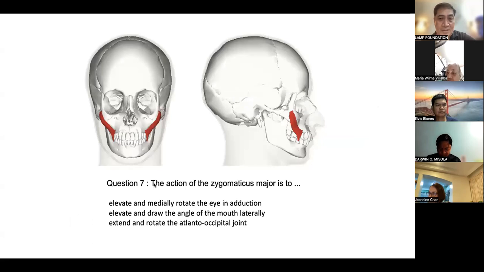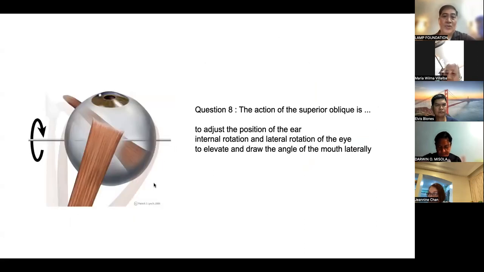Action of the zygomaticus major. Elevate the angle of the mouth laterally. Action of the superior oblique. Internal rotation and lateral rotation of the eye. Can you demonstrate to us how this is being done by the superior oblique? I can see your eyes. Okay, anyway, that's for the practical exam. Dr. Webb will handle that.